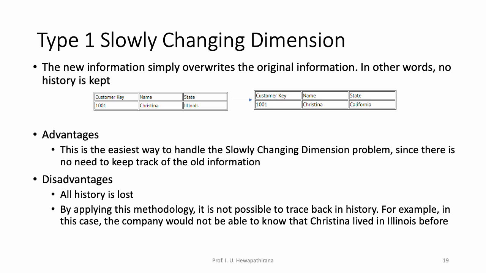That might come useful for different types of analysis. So there is no way to go back and trace the history, right? That is the disadvantage of this method, and this method is not much used. It should only be used when it is not necessary for the data warehouse to keep track of the historical changes that happen to the customers. If that is the case, one can use this technique for the slowly changing dimension problem.